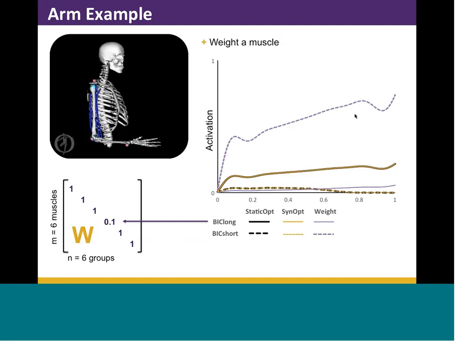One other thing you might want to do would be to group muscles. Say you wanted to make the biceps long head and biceps short head activate together. So now instead of having 6 vectors, you would only have 5 vectors, and in one of them you'd have ones for both the biceps long head and biceps short head.